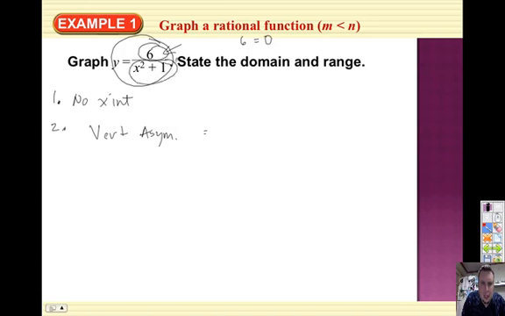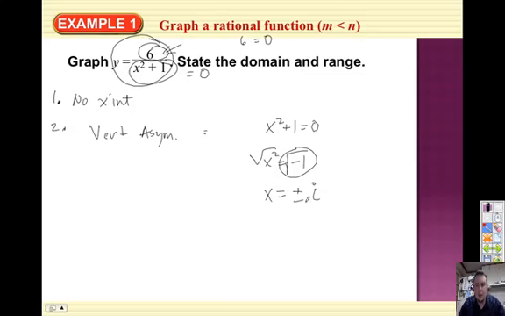Well, all you have to do is set the denominator equal to 0. x squared plus 1 equals 0, which means x squared equals, move that over, negative 1. Square root, what happens? x equals plus or minus the square root of negative 1, which, if you remember, is the imaginary unit i. So here are your vertical asymptotes. They're imaginary, which means you don't have any real asymptotes. So there are no vertical asymptotes.